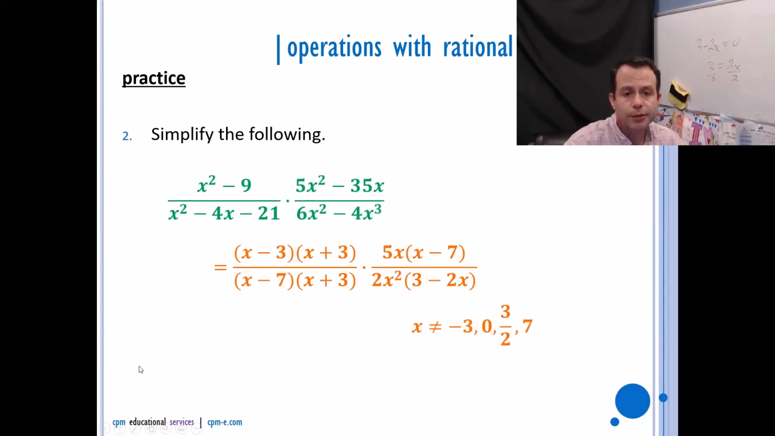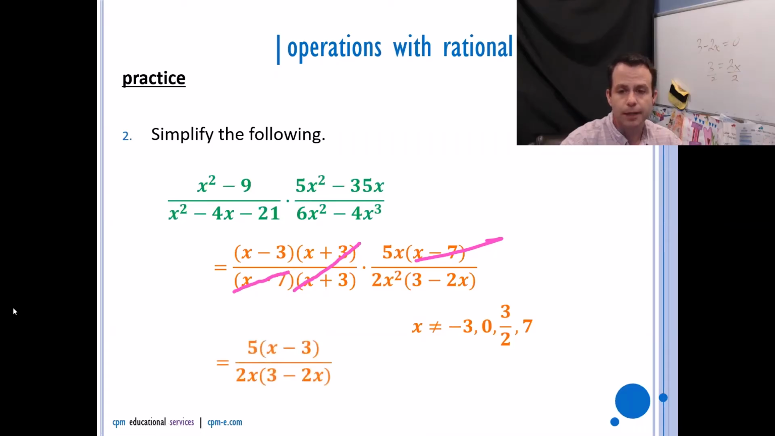All right, now I can do some canceling or dividing out, however you like to say that. My x minus 7s can go, my x plus 3s can go, and that looks like that's it. So I'm gonna have 5x times x minus 3 on the top, and then 2x squared times 3 minus 2x on the bottom, okay?